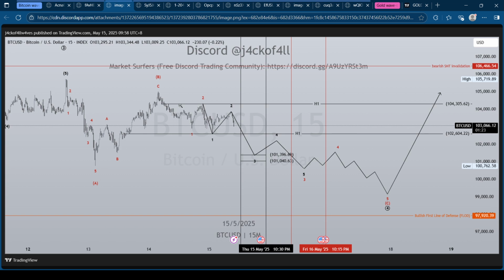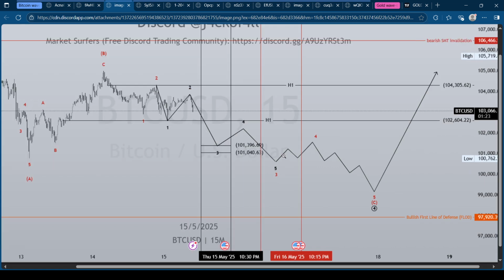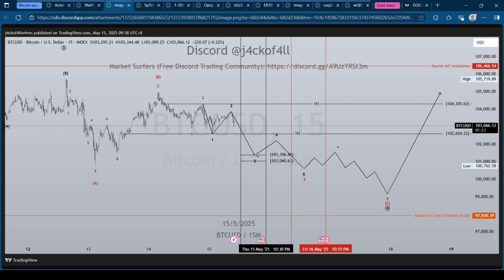I originally projected it as 1, 2, 3, 4, 5 for the internal waves of the red wave 3 here, and then it will continue to go up at least 3 waves, then 5 waves down. I actually even projected the time window for this impulsive wave 3 to happen. It did go down to the area of wave 3, but not exactly 101,396, or a little above this one. And then it breaks the territory of the wave 2. And that's what happened here.